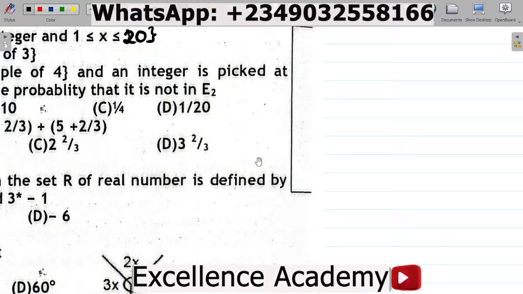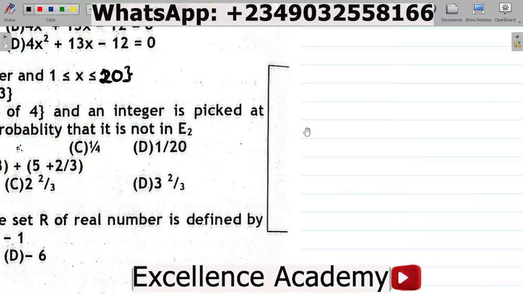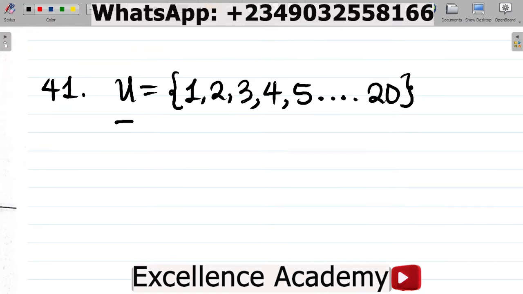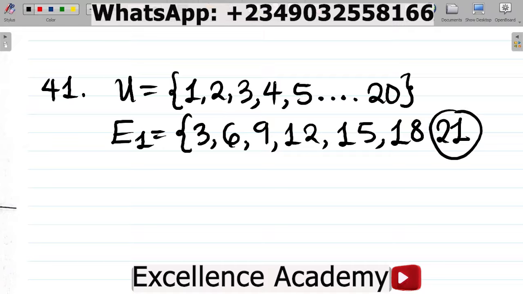Okay, the next thing they have there, they said E1 is equal to {x such that x is a multiple of 3}. So let's go and get E1. E1 is equal to the multiples of 3, numbers such as 3, 6, 9, 12, 15, and 18. After 18, the next number should be 21, but 21 is bigger than 20, so we don't go above 20 because that's for the universal set. So we'll stop at 18.